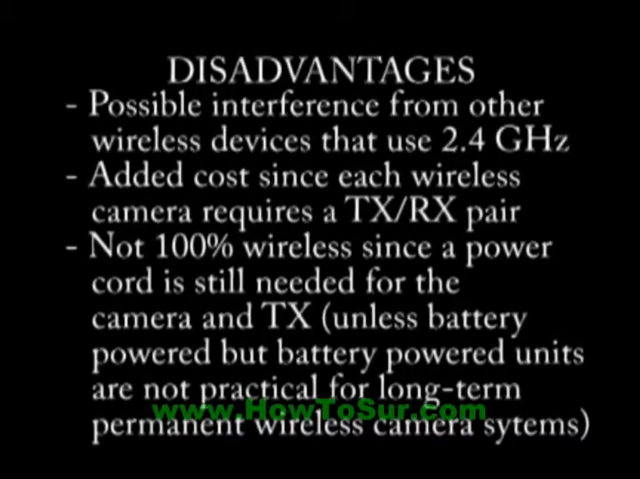The exception to this is a wireless system that uses a battery-powered camera and battery-powered transmitter. Now, these are common in short-term portable surveillance applications. However, they're not practical for long-term permanent installations.